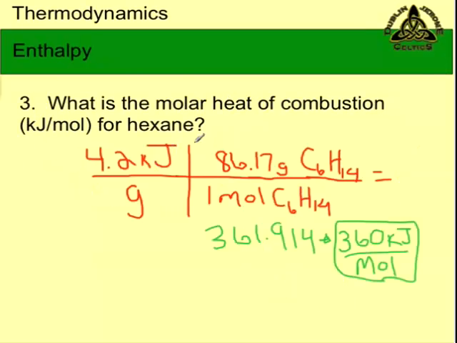Third step to this problem is what is the molar heat of combustion, the kilojoules per mole, which is a little bit different than what you've done before. All you really need to do for this is take your answer to the previous problem, which is 4.2 kilojoules per gram. All right. This right here is the molar mass of C6H14.